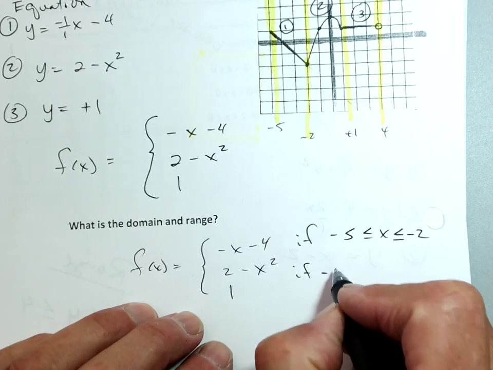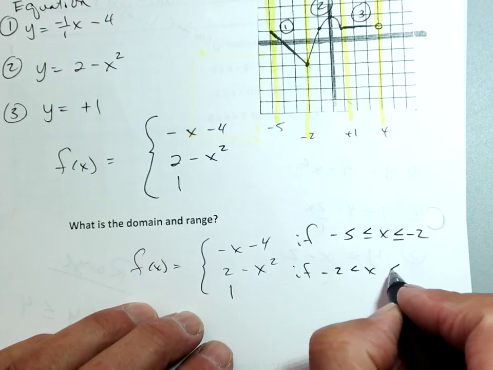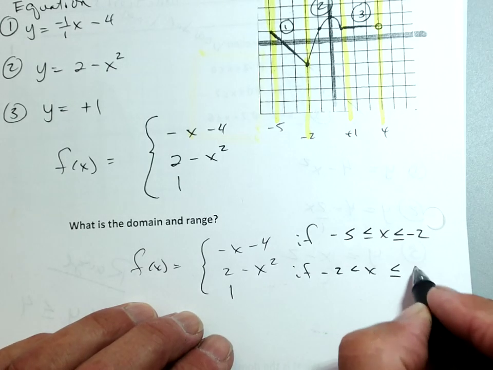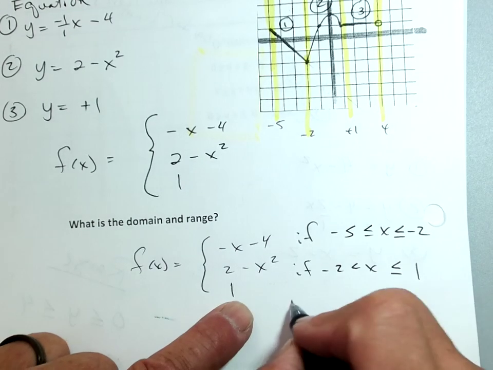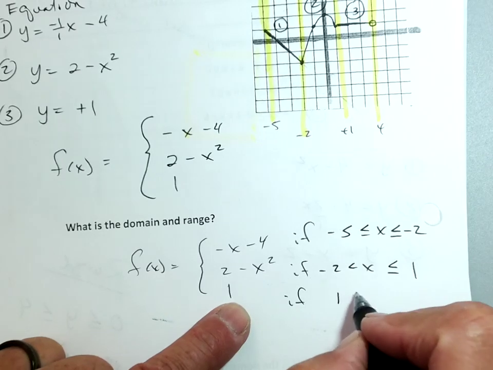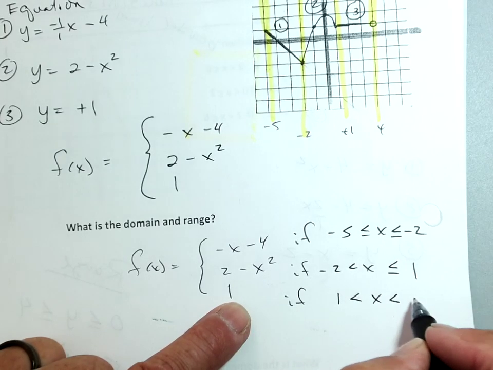If negative 2 is less than x, which is less than or equal to 1. Okay, now this is where it gets not confusing because you're smart, but this point right here has to count for either the first graph or the second graph. I gave it to the first graph. So you can give it to any graph. Yeah, absolutely. Good point. Yep. And then finally, I'm going to say the one, if 1 is less than x, which is less than 4.